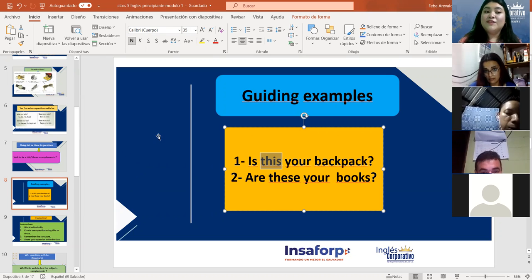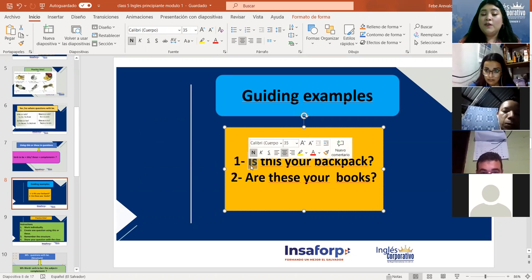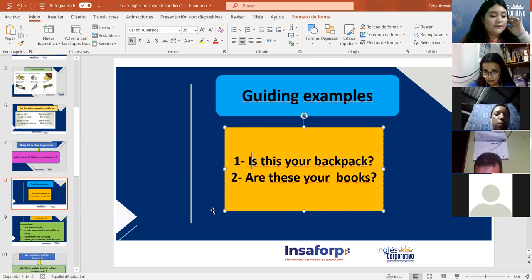Ahorita está en el tema demonstrative, okay? Adjective demonstrative. No, this one is just demonstrative. Excellent. And this is your verb to be. Lo que quiero que vean es que estas preguntas comienzan con verb to be. Right? Thank you, Roberto. William, number two.